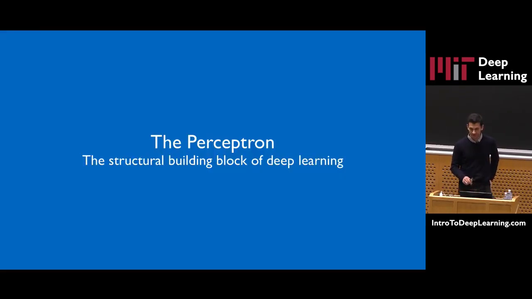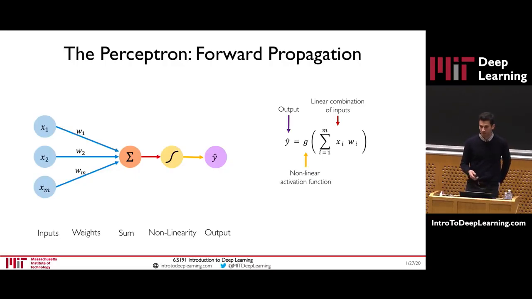So let's start with the fundamental building block of a neural network, which is a single neuron, or what's also called a perceptron. The idea of a perceptron, or a single neuron, is very basic, and I'll try and keep it as simple as possible, and then we'll try and work our way up from there. Let's start by talking about the forward propagation of information through a neuron.